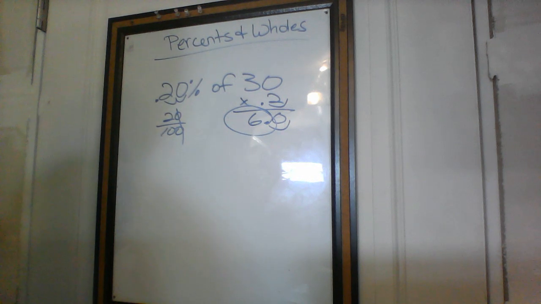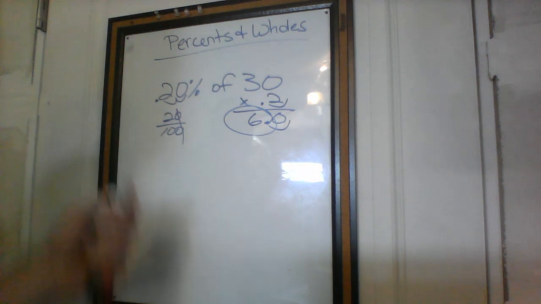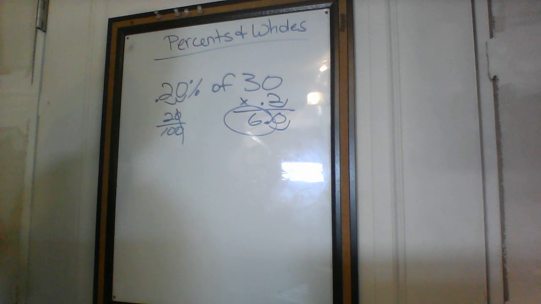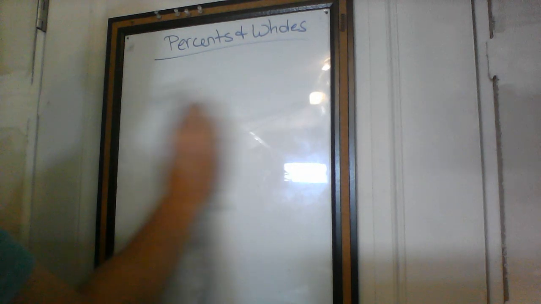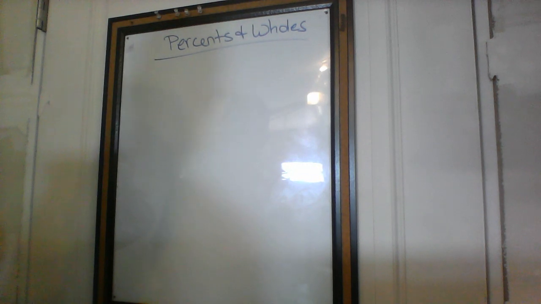So let's say you have 30 pieces of candy. You are going to share 20% of them with your friend. Your friend will get 6 pieces of candy. All right, so there's what we're talking about with that problem.